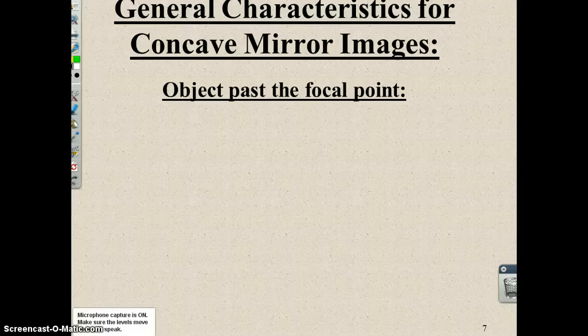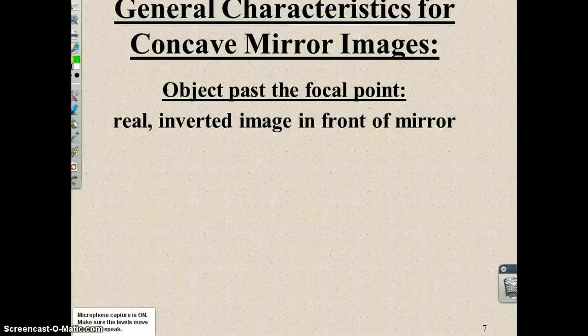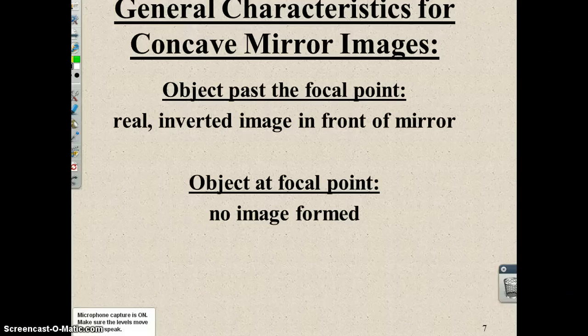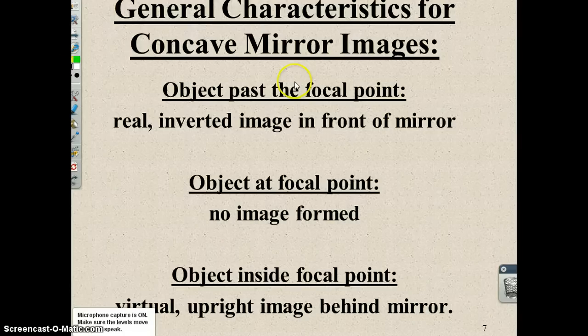Okay. And this slide here is just meant to summarize these three different situations. All right, so if we're outside the focal point, we get a real inverted image. The word inverted means upside down. At the focal point, no image at all. If we're inside the focal point, we get an upright, large, virtual image behind the mirror.